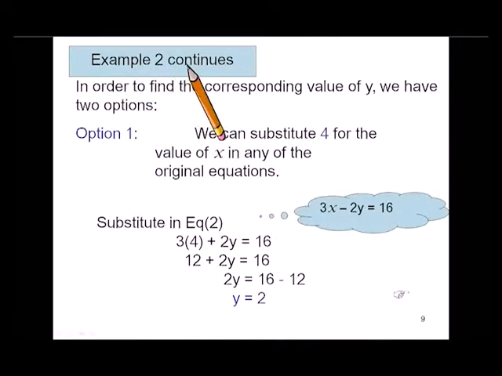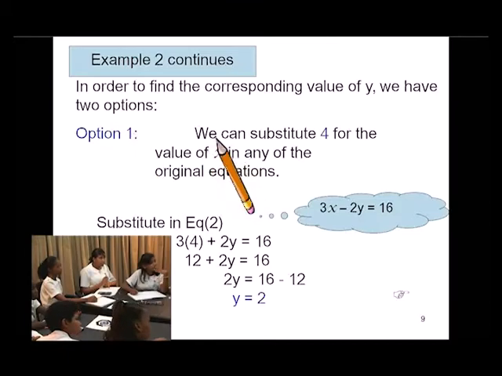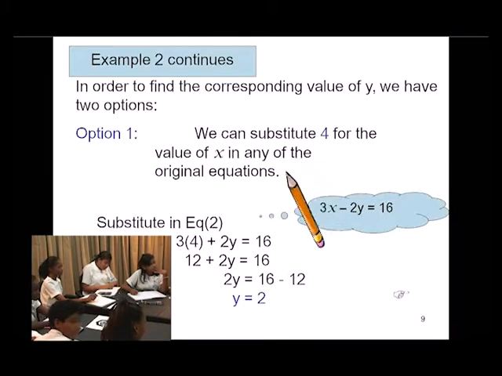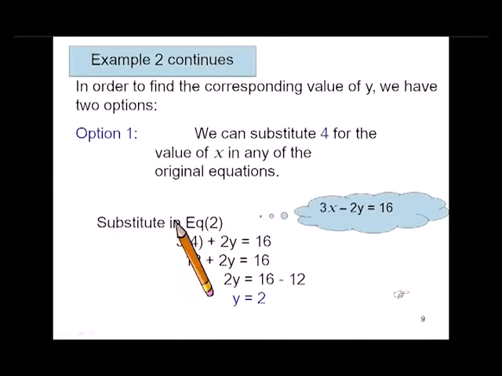Example 2 continues. In order to find the corresponding value of y, we have two options. Option 1. We can substitute 4 for the value of x in any of the original equations. Substitute in equation 2. 3x plus 2y equals 16. 3 into 4 plus 2y equals 16. 12 plus 2y equals 16. 2y equals 16 take 12. y is equal to 2.